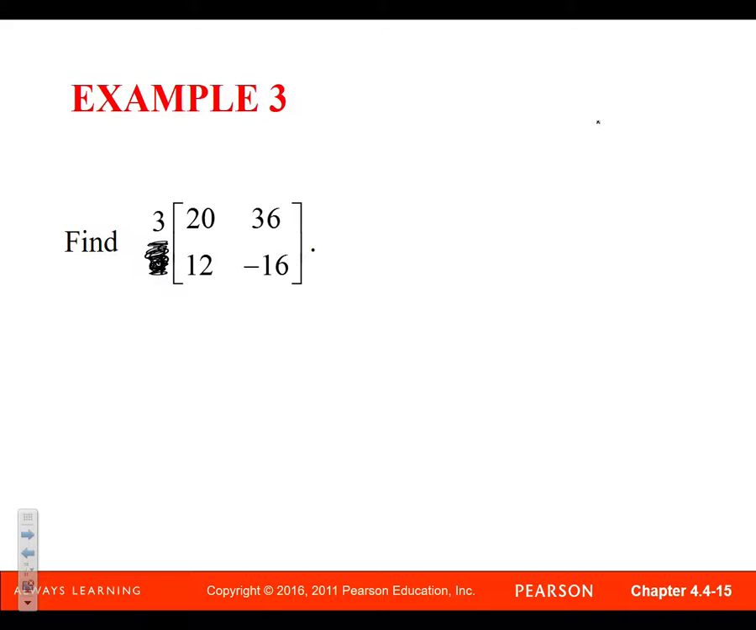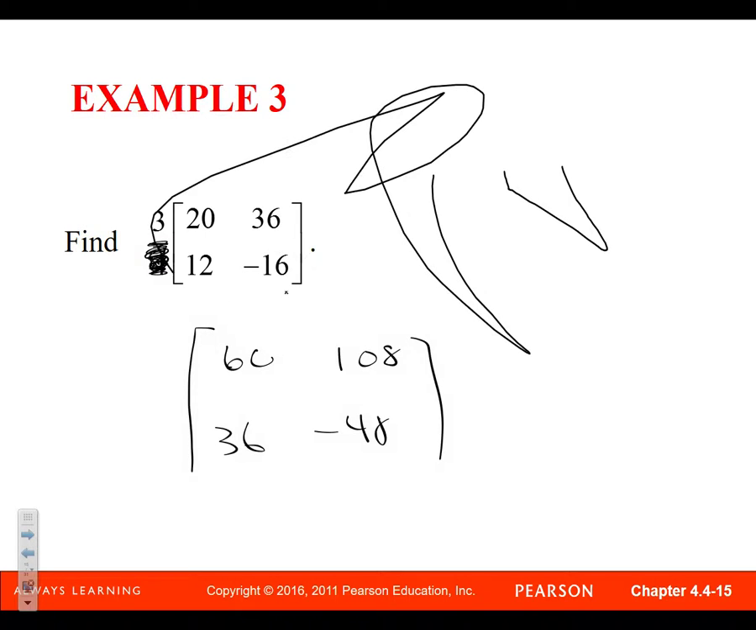So let's call 3 the scalar here. And yes, it really is, just multiply it out. 3 times 20, 60. 3 times 12, 36. 3 times 16. You're done. Scalar multiplication. Any questions on that at that point? No. Yay!